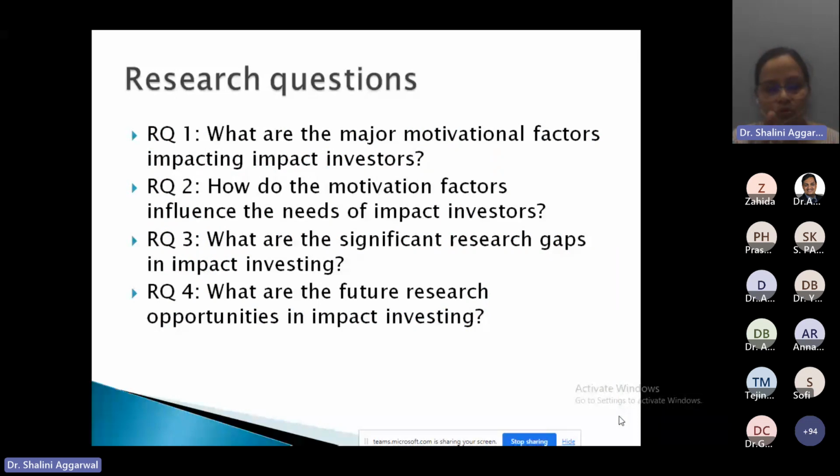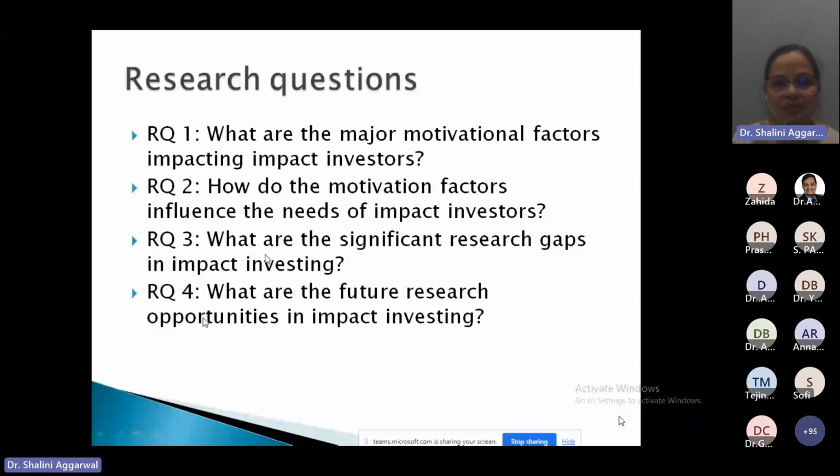So, what are the research questions that I have decided? What are the major motivational factors impacting impact investors? How do the motivation factors influence the need for the impact investor? What are the significant research gaps in impact investing? What are the future research opportunities in impact investing? So these are the research questions.